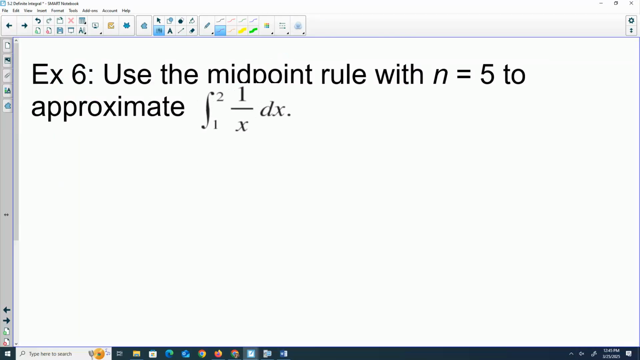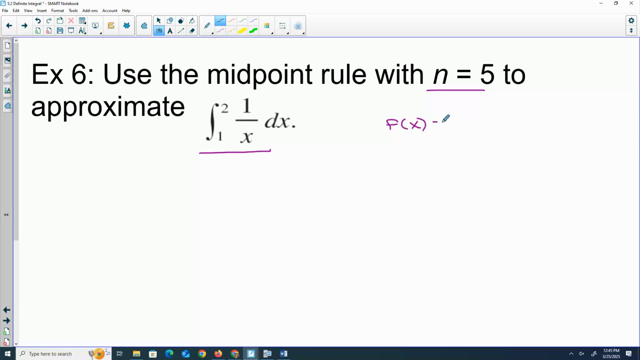Use the midpoint rule with n equal to 5 to approximate this integral. Okay, so remember, when I see this, that means my curve is just 1 over x. The interval I'm looking at is from 1 to 2. We're approximating the area under that.